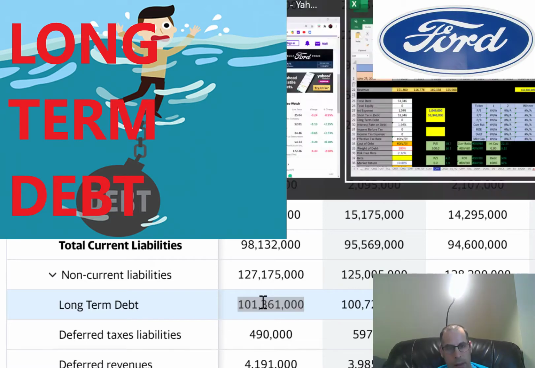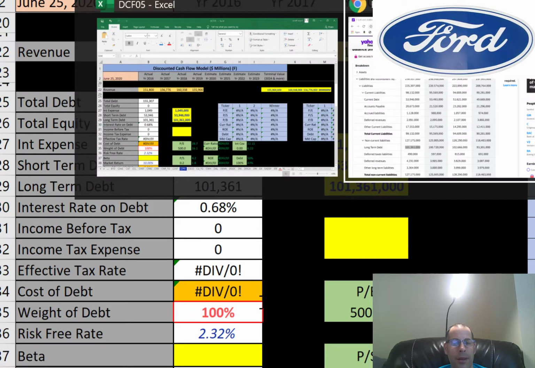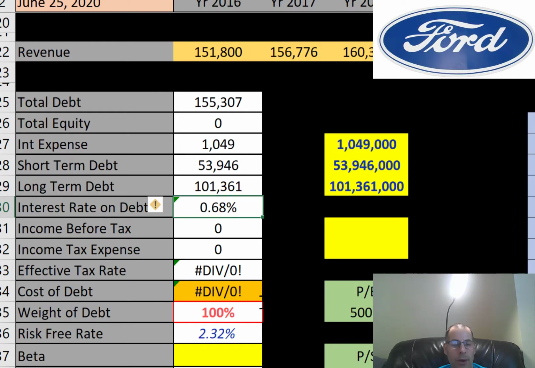So they pay under 1% interest on the debt, which is really low. They must have got really good terms with their creditors.